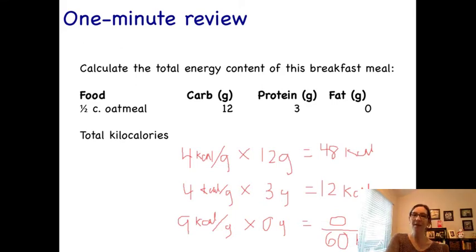Okay, so that completes the video, the little mini lecture on how to calculate the total amount of kilocalories in our food. I would expect you to be able to calculate this given the certain number of carbs, protein, and fat in a particular food.